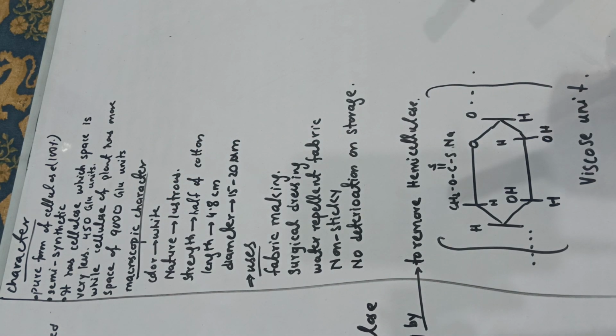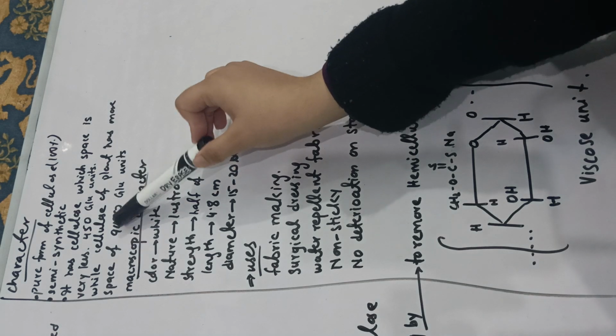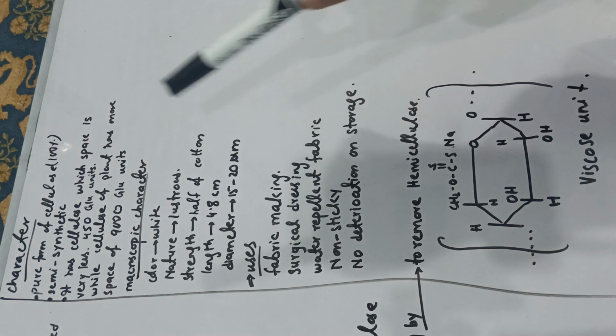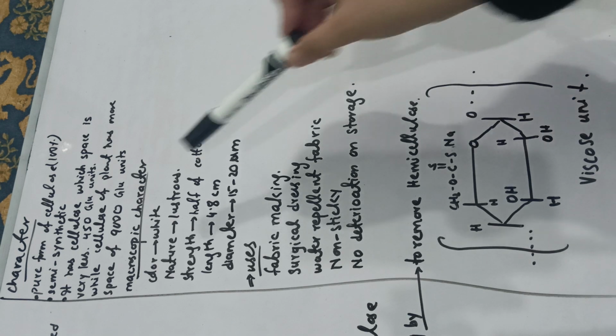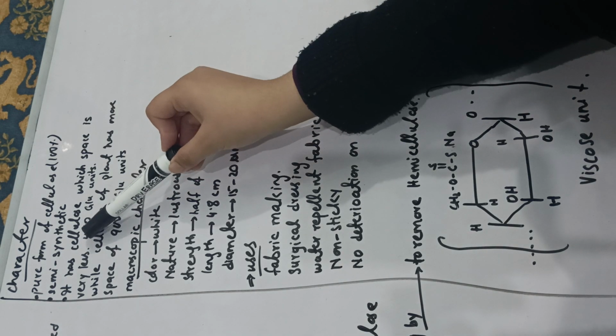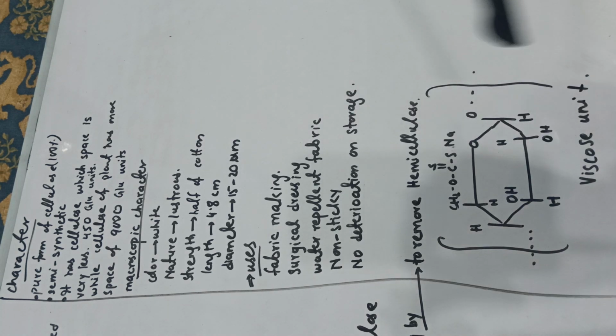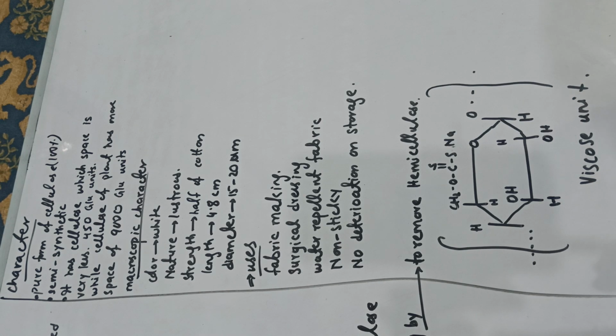There are two types of cellulose. First is the cellulose obtained from the wood. The cellulose obtained from the wood has more spaces and contains 9,000 glucose units. But the cellulose present in the viscose has very little space and contains only 450 glucose units. When the space is reduced, the cellulose becomes more pure and more beneficial. So the purpose of making viscose is to decrease the space between the cellulose units, and the glucose units also constrict themselves into 450 from 9,000.